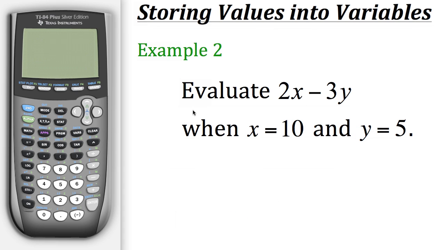So this time, we want to evaluate the expression 2x minus 3y when x equals 10 and when y is 5. So let's first assign our x value by storing 10 into the letter x. So we'll first punch in 10 and then store, and now we bring up the letter x and then hit enter.